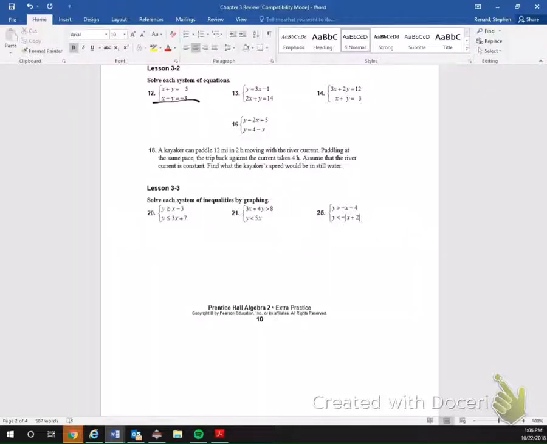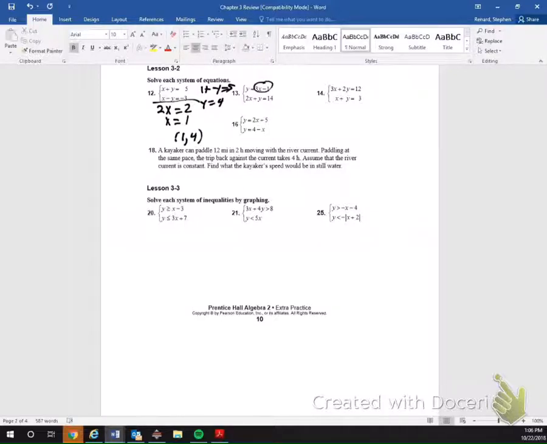I look at it and immediately see that I can just cancel those y's out. So I'm just going to add them together. That's giving me 2x equals 2 or x equals 1. I'm going to plug that back in. I get 1 plus y equals 5 or y equals 4. So that gives me the answer of (1, 4).